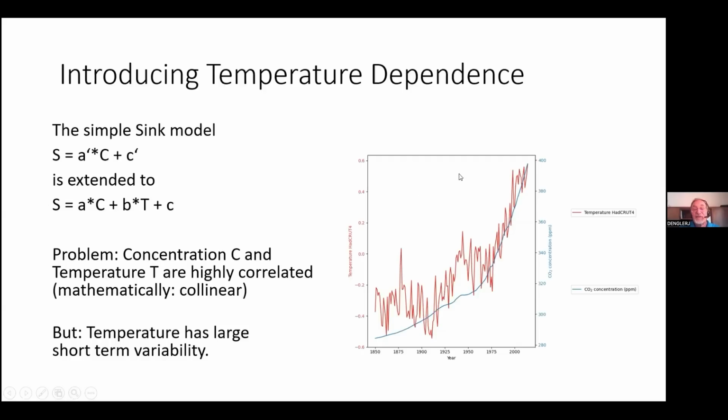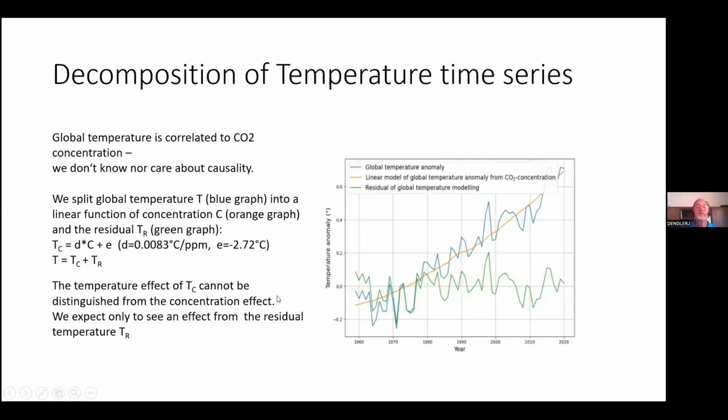Now we come back to our diagram. We have a problem. Concentration and temperature are highly correlated. In mathematics, you call this collinear, and this is what you hate when you do regressions. But temperature has a very large short-term variability. We see all these wiggles, and this is what we will make use of now. Okay, now we do a little trick.